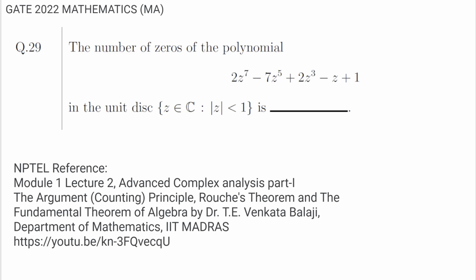The problem is from GATE 2022 mathematics paper, question number 29. The problem given is: the number of zeros of the polynomial 2z to the power of 7 minus 7z to the power of 5 plus 2z cube minus z plus 1 inside the unit disk, that is the set of all complex numbers z in C such that mod z is less than 1, is dash. So it is asked to calculate the number of zeros of the given polynomial inside this unit disk.